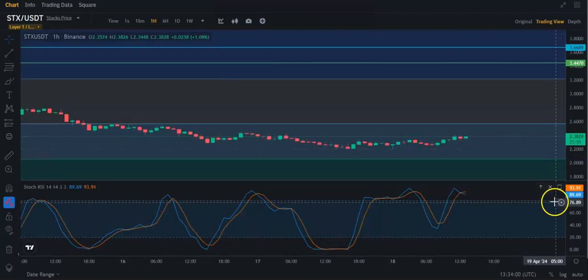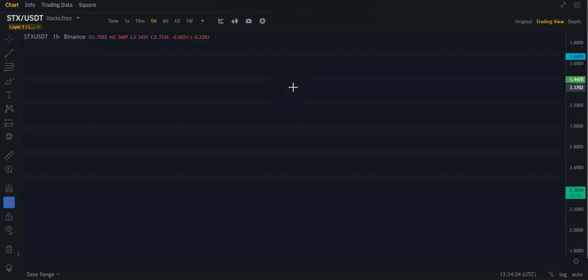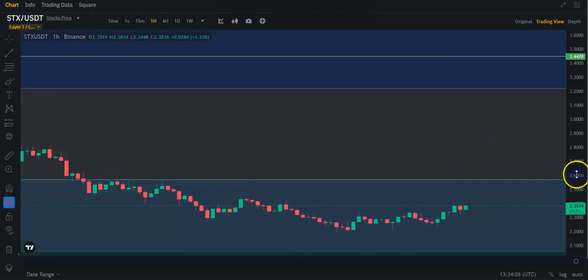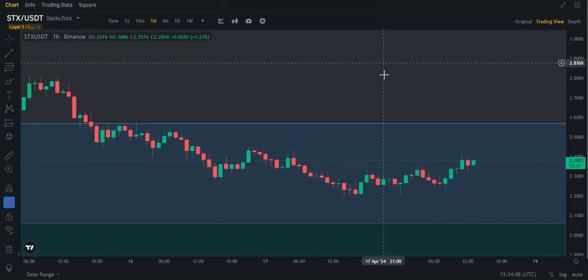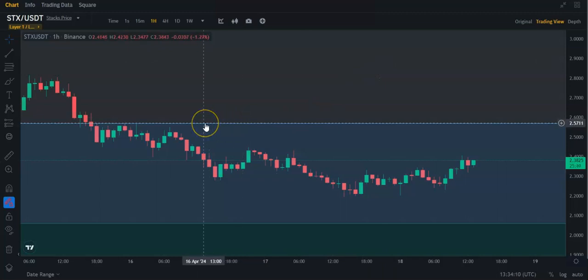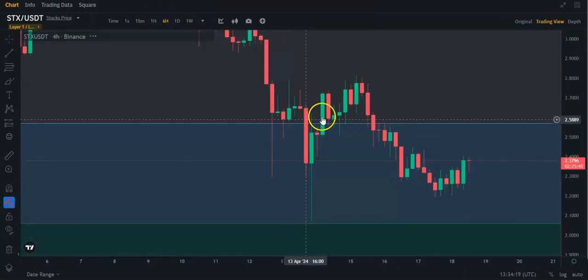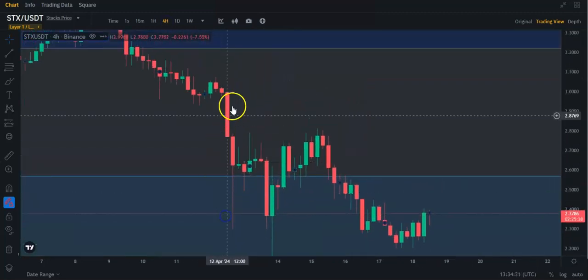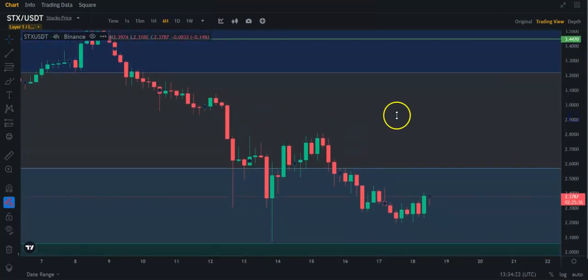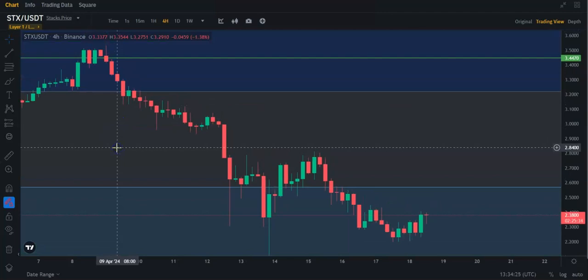Let me get rid of these indicators so we can see Stacks on a little bit bigger scale here. Now, like I said, we have to break above 2.57 basically. You can see this was resistance, this Fibonacci here. Let me put this on the 4-hour time frame. And yeah, I mean, we've just been really on a downtrend for 10 days, really.